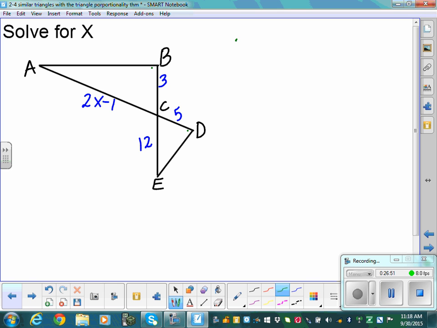Okay, so let's set up the ratio of corresponding sides. So I'm going to say 2x minus 1 over, well, notice that was across from my green dot. So what's across from my green dot over here?